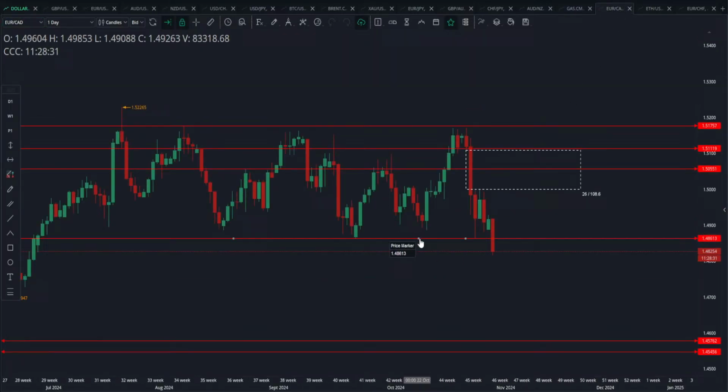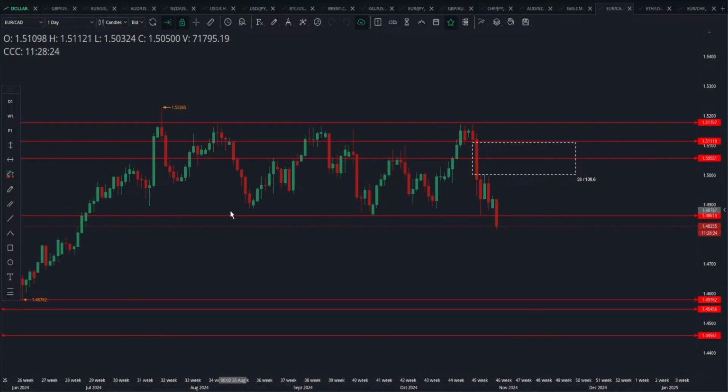Talking about the Euro CAD, I think we have talked about this, that the price has created a fair value gap. If the price trades this area, boom. Anyways, now it has closed. If it closes the day below this strong support level, then the next target is 1.4576 in this market.